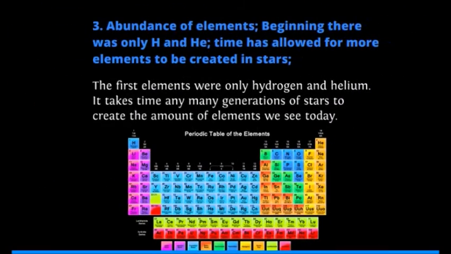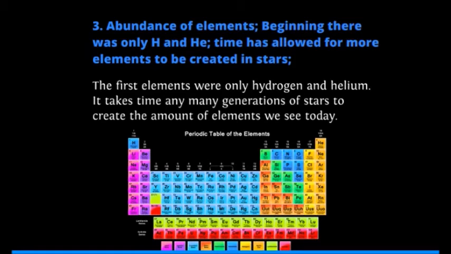So our third evidence that we're going to need to know for the exam is the abundance of elements that we see. In the beginning, we had hydrogen, helium, a little bit of lithium, maybe a little beryllium. But for the most part, like 76% of the entire universe was hydrogen, and the rest of it, almost all of it, was helium.